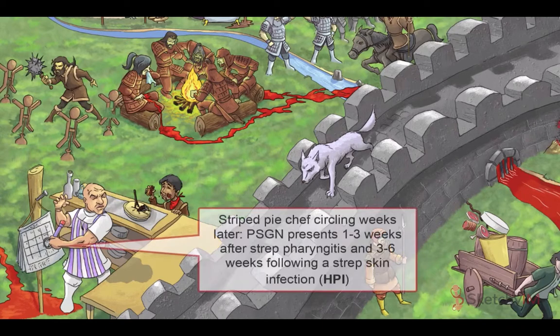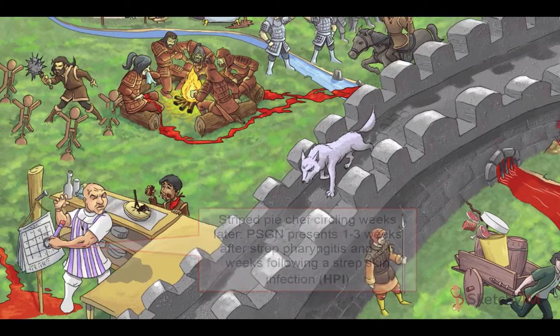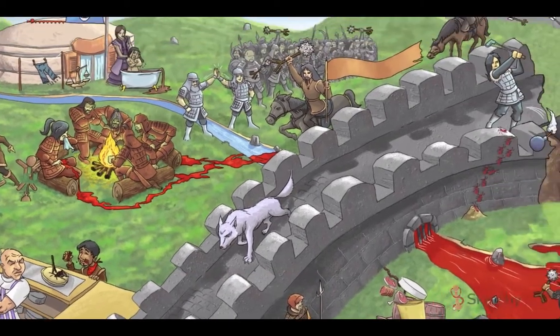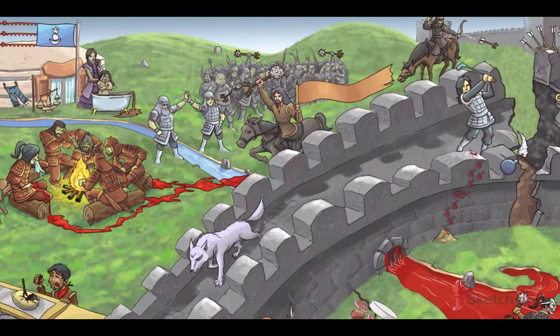Glomerulonephritis typically follows 1 to 3 weeks after strep throat and 3 to 6 weeks following a strep skin infection. So we have the head pastry chef of the Mongol army marking his monthly calendar, indicating that Pyogenes pies need to be ordered weeks in advance. Remember, this is different than the so-called synpharyngitic hematuria that characterizes IgA nephropathy, in which hematuria follows the URI only after a couple days.